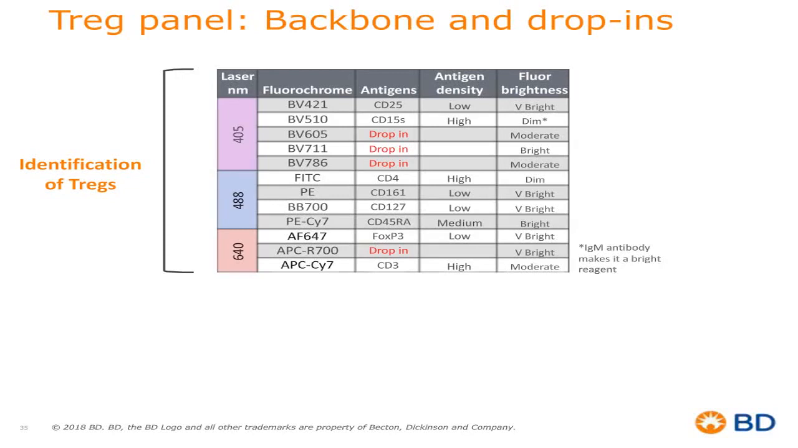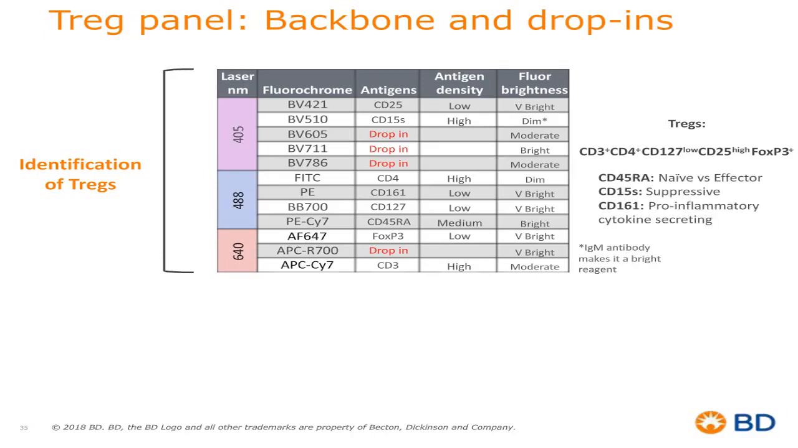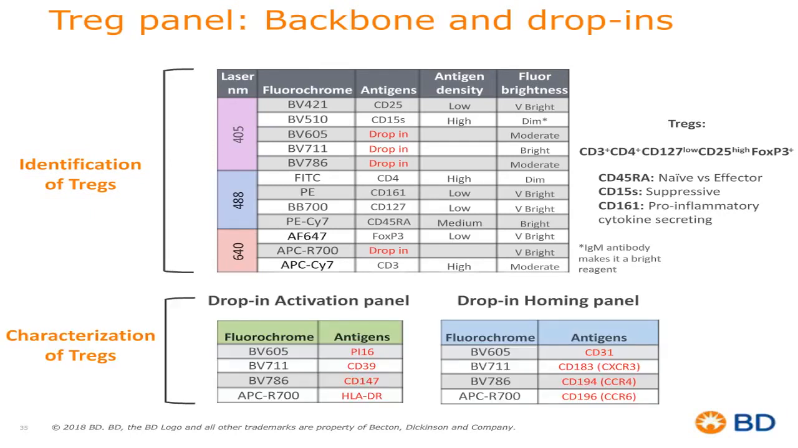I built my backbone panel, my drop-ins are left out, and now I need to be able to define my T regulatory cells, or I can define my T regulatory cells as CD4 positive, 127 low, 25 high, FOXP3 positive. I can identify my naive and effector cells based off of CD45RA, my suppressive CD15S cells, and my pro-inflammatory cytokine secreting cells, CD161. And I also have my drop-in activation and my drop-in homing panel.